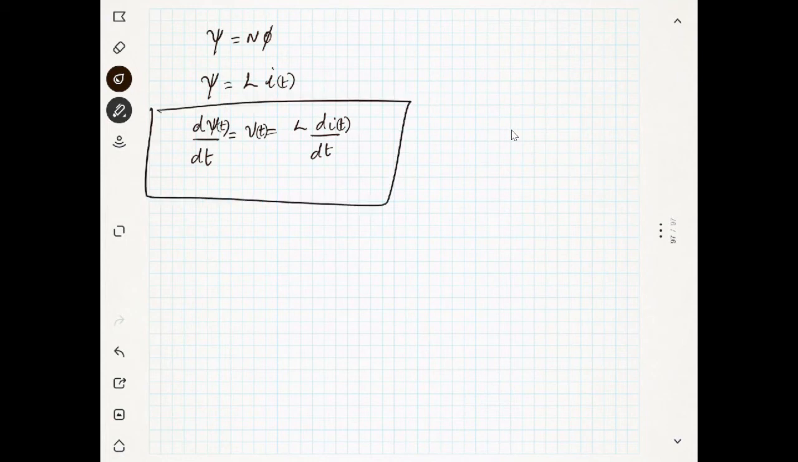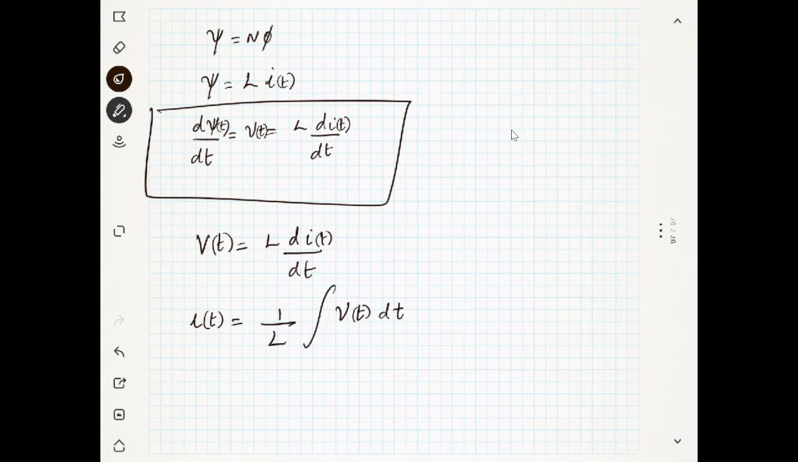Now we have the basic equation, v of t is equal to L into di of t over dt, and you can find i of t as 1 over L into the integral of v of t dt. Okay, and you can integrate with the limits minus infinity to t.